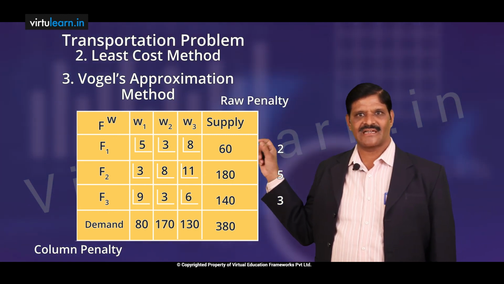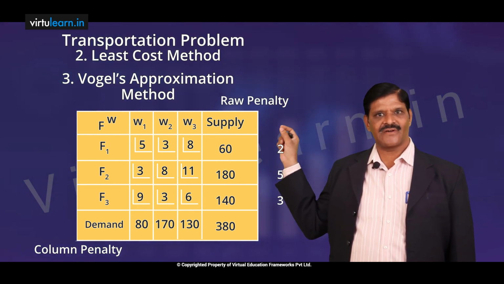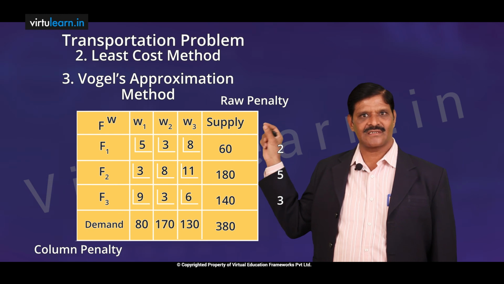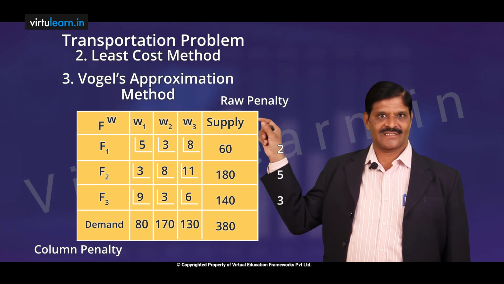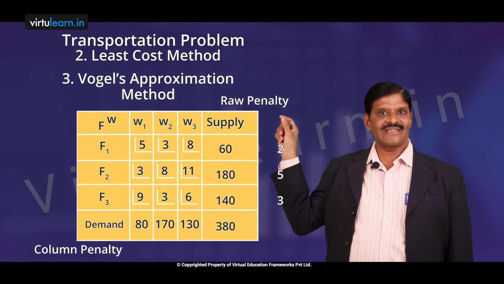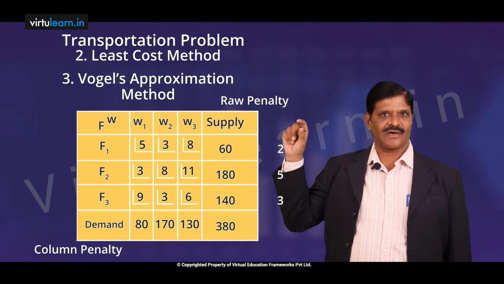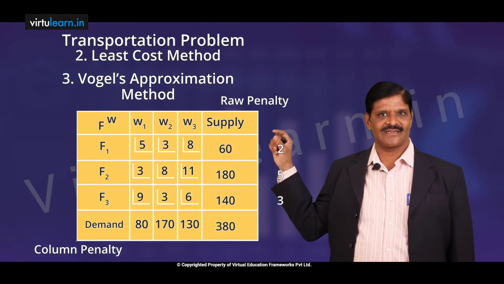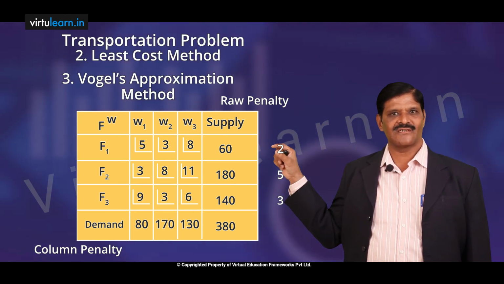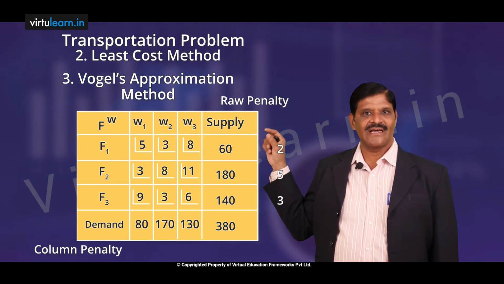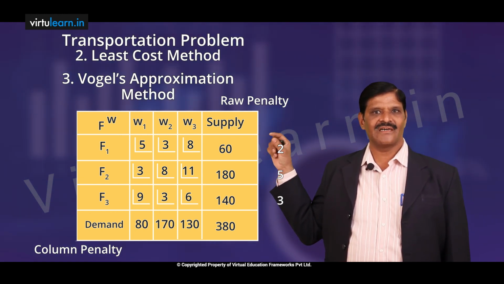The logic behind these penalties is that if we do not allocate to the lowest cost cell, the next choice would be the next lowest cost cell, which will result in that kind of penalty. That is the logic behind drawing up column penalties and row penalties. So we try to avoid maximum penalties. That is the reason we choose the highest penalty rows or columns, and there we make the allocation.